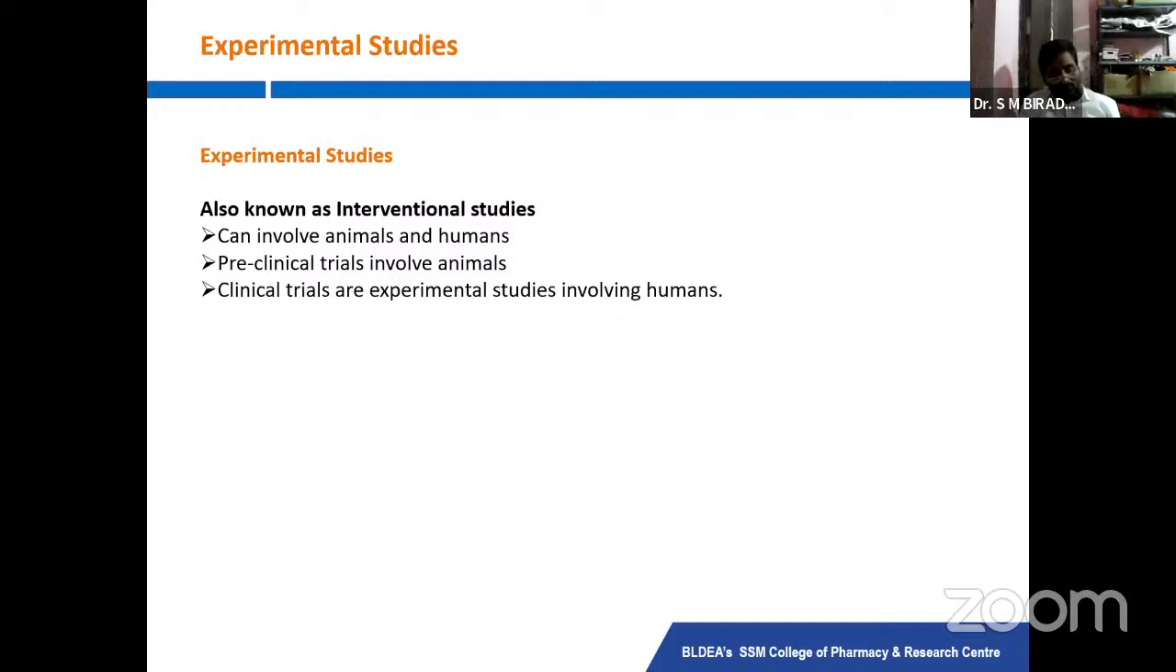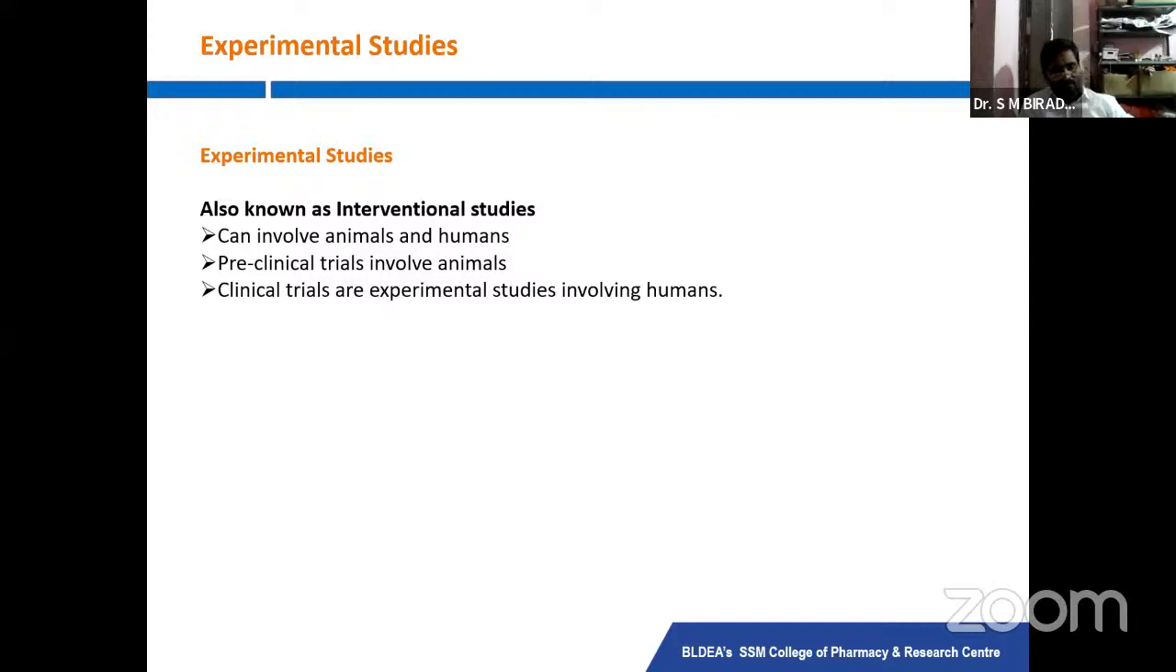Suppose if you want to develop the disease condition in animals or in patients, you have to intervene. Suppose if you want to treat the disease, you have to intervene. That is, you have to give the drug to the patient. So in an experimental study, either you have to induce or you have to treat. This type of study is called an experimental study. It is also known as an interventional study, and it can involve animal models or human models.